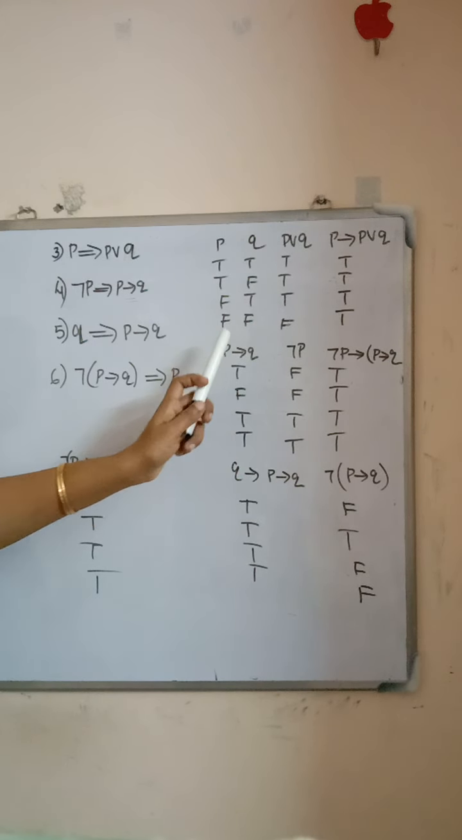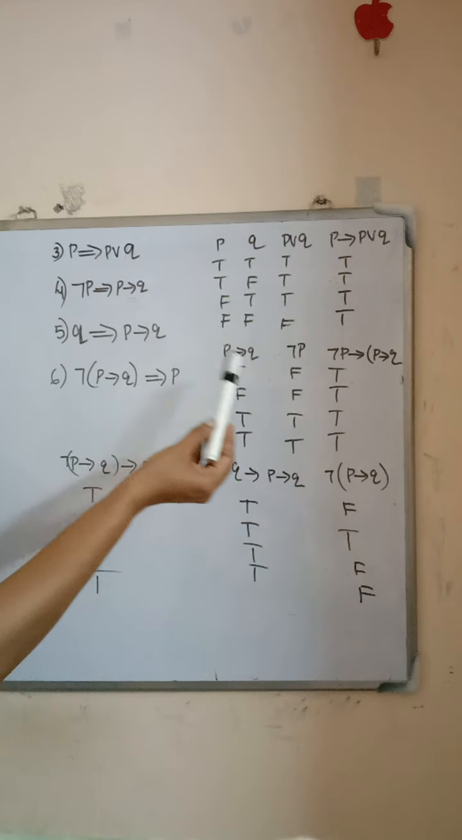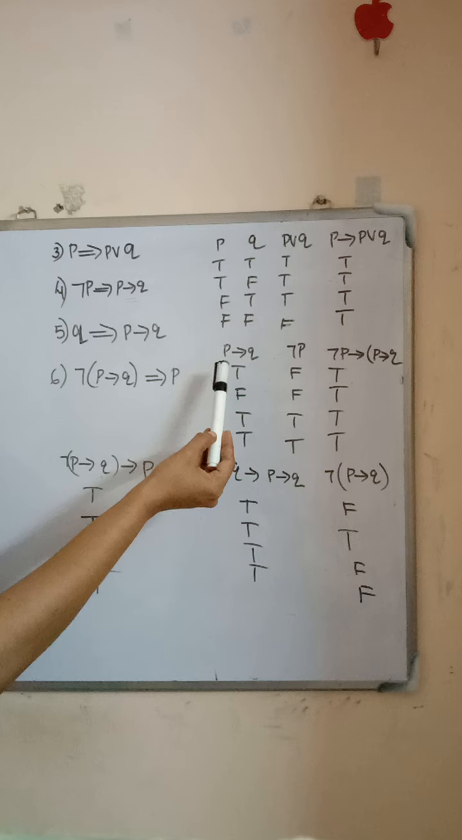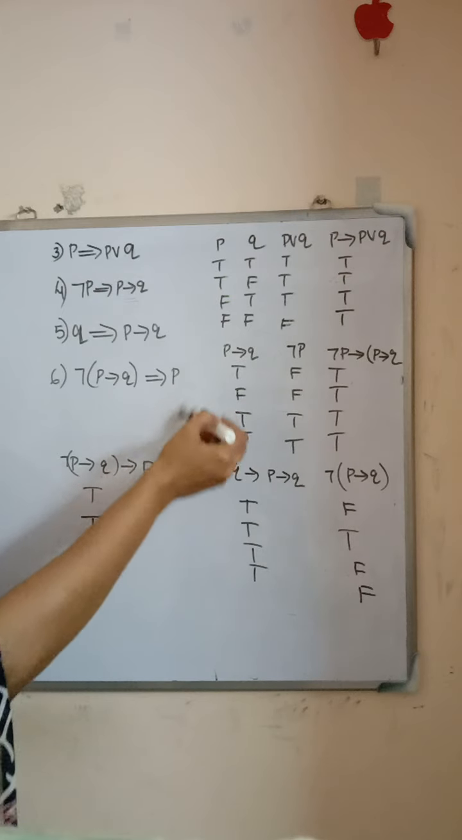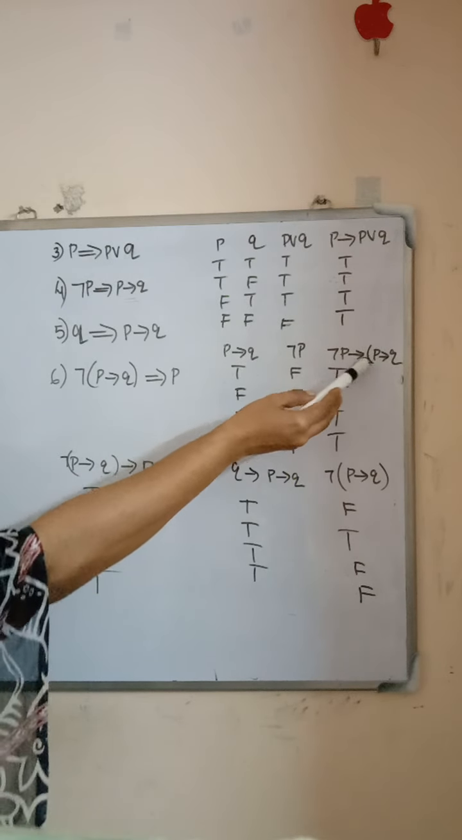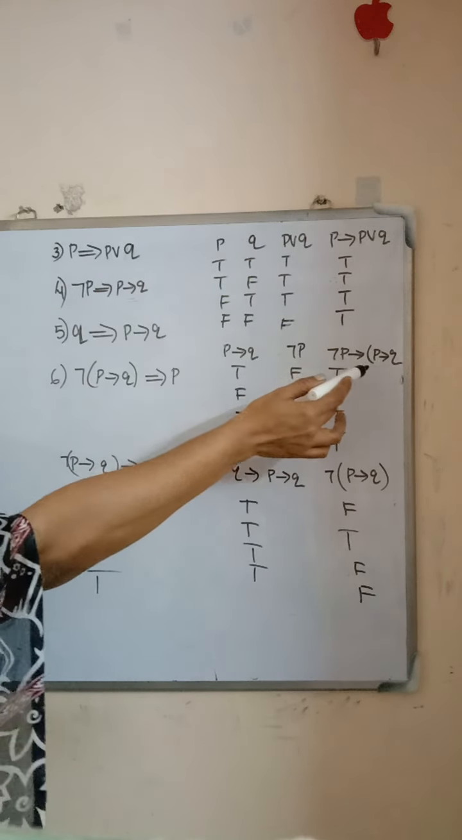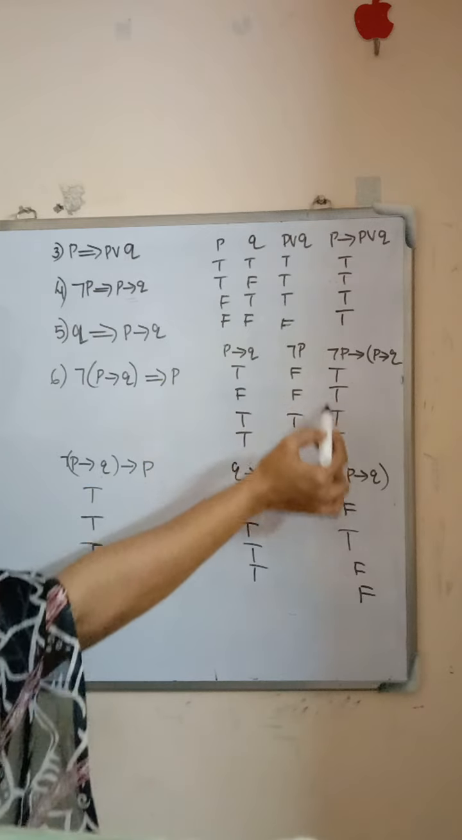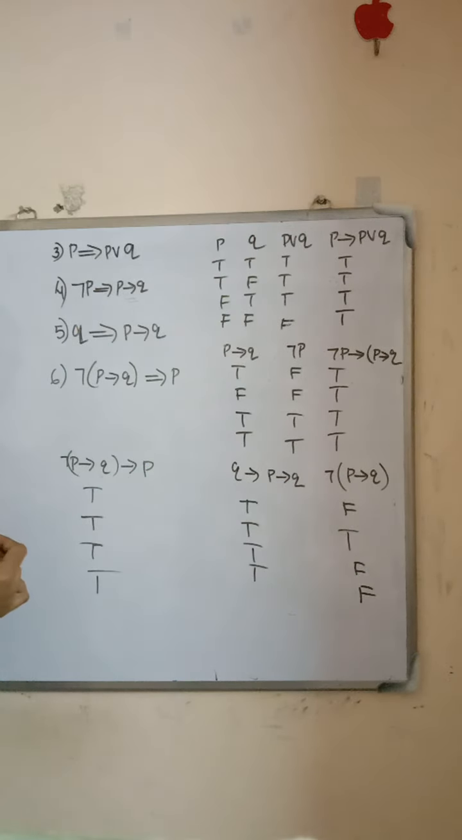Negation P conditional Q is false only when negation P is true and P conditional Q is false. There is no case like that. So negation P conditional Q is true in all the cases. So negation P conditional Q is a tautology. Therefore, negation P implies P conditional Q.